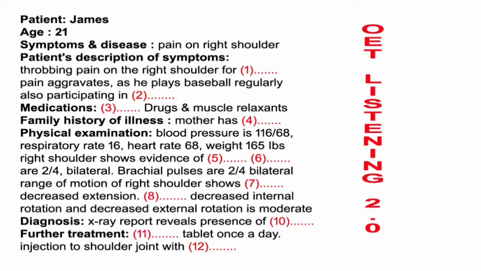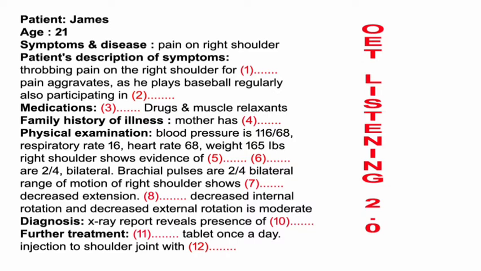What is your age? 21. Oh, I see. Do you take any medication? I was taking non-steroidal anti-inflammatory drugs and muscle relaxant medications. Are you allergic to any medicines? No, doctor. Have you had any surgery or any diseases? No. Do any of your family members have any diseases? Yes, my mother has arthritis. Do you drink or smoke? No, doctor. Well, your blood pressure is 116/68, respiratory rate 16, heart rate is 68, and weight 165 pounds.